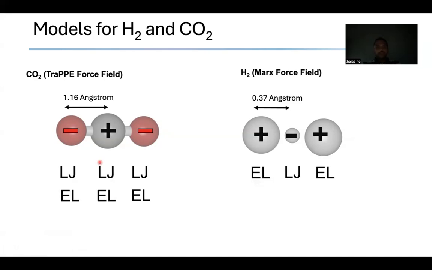Now let us move on to the LAMMPS example to calculate the Fick diffusivity for a mixture of hydrogen and carbon dioxide at 50 megapascal and 323.15 Kelvin. The simulation box contains 60 molecules of CO2 and 60 molecules of hydrogen.